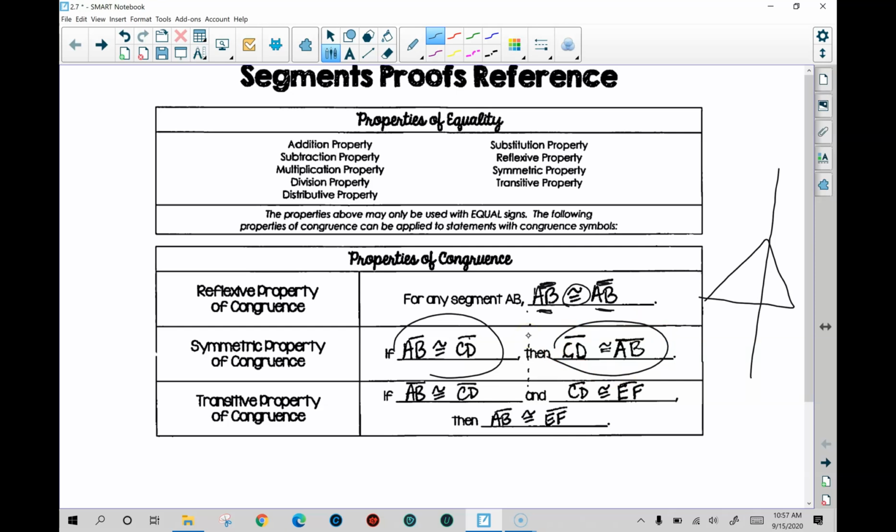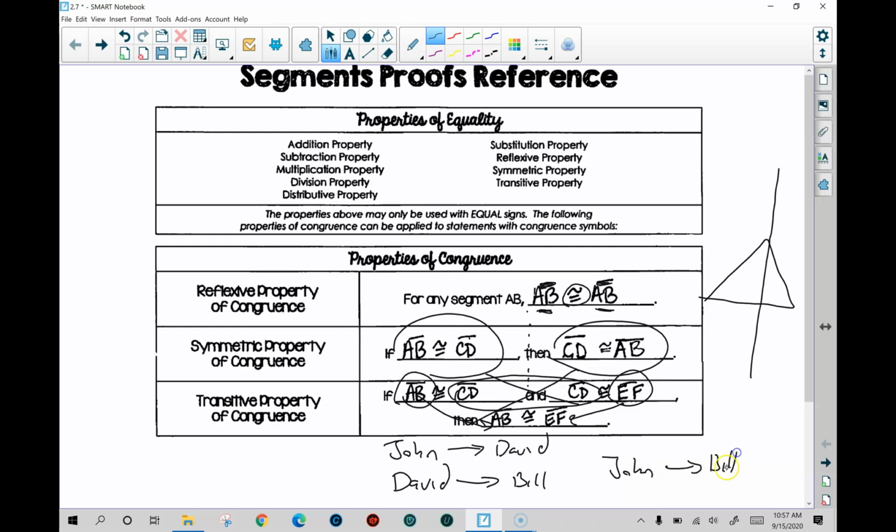Then we have the transitive property of congruence, which says that if segment AB is congruent to CD, and CD is congruent to EF, then AB is congruent to EF. Notice that right here and right here is what is there. And since this is the same in the middle, we can cut that out. It's just like saying John's brother is David, and, assuming everything is same parents, David's brother is Bill. So we could say that John is brothers with Bill in some way, okay?